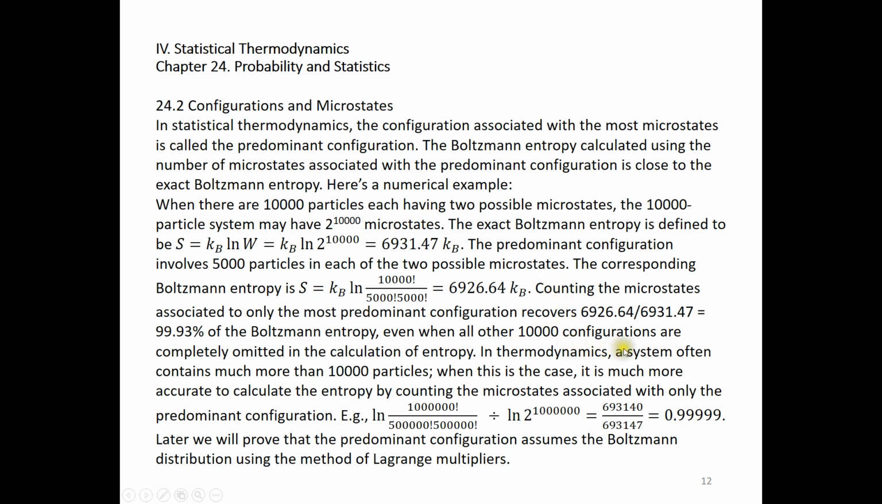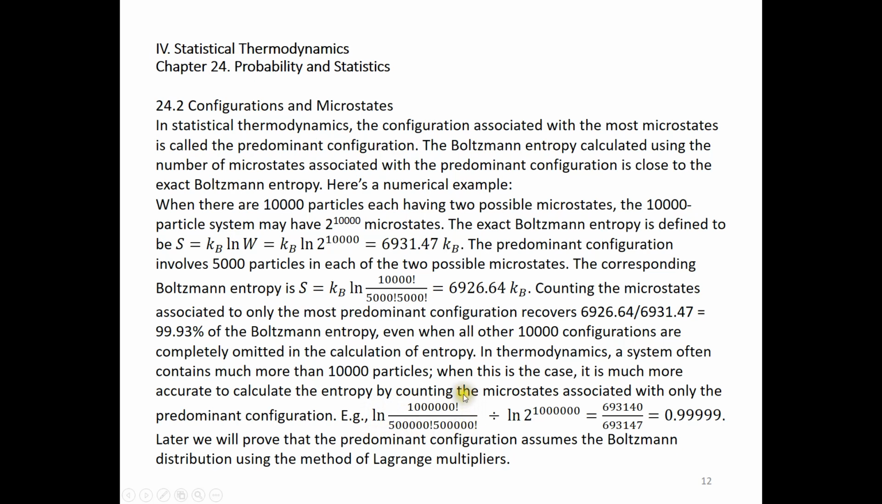In thermodynamics, a system often contains much more than 10,000 particles. When that's the case, it's much more accurate to calculate the entropy by just counting the microstates associated with only the predominant configuration. So what if we have like 1,000,000 particles in two different states, like 1,000,000 electrons? They can be in the up spin state or down spin state. The predominant configuration has 500,000 in the up spin, 500,000 in the down spin.